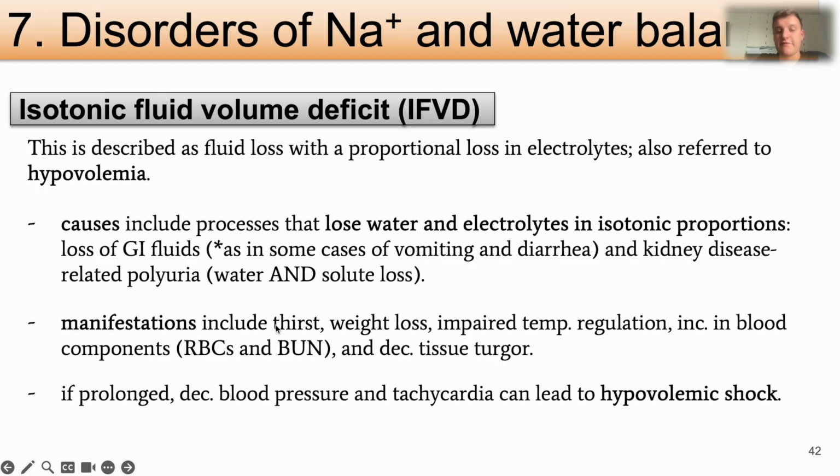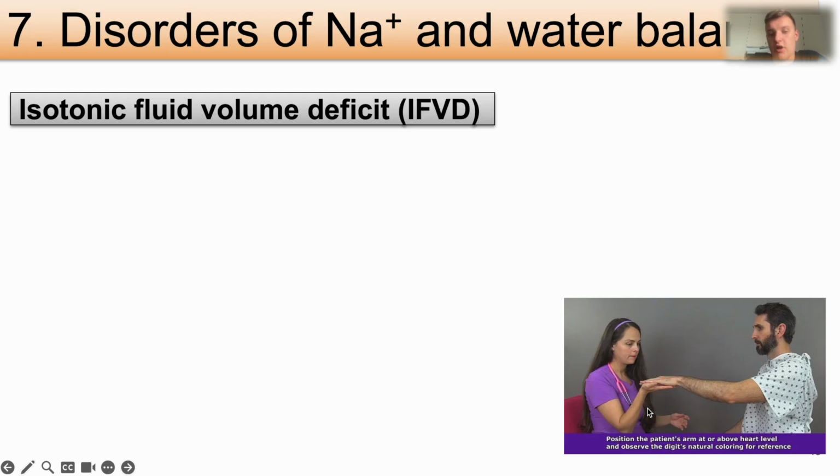And how does it manifest? It includes thirst, weight loss, impaired temperature regulation, increase in blood components like red blood cells, and decreases in tissue turgor. If prolonged, you'll have decreased blood pressure and tachycardia, which could lead to hypovolemic shock.